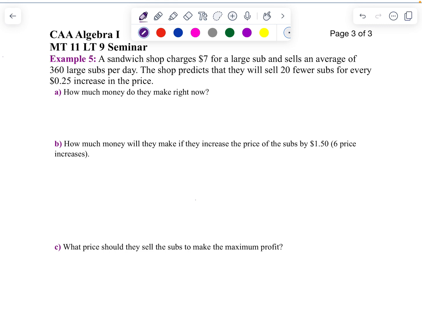First off, let's figure out how much they're making right now. They're making $7 for every sub, and they're selling 360 subs a day. So if we take 7 times 360, we get 2,520. I'm going to double check my calculations here because I don't trust myself. Yeah, 2,520.